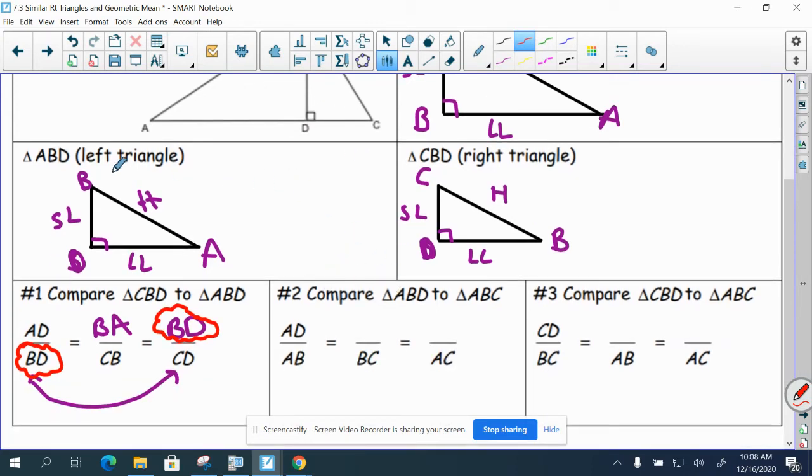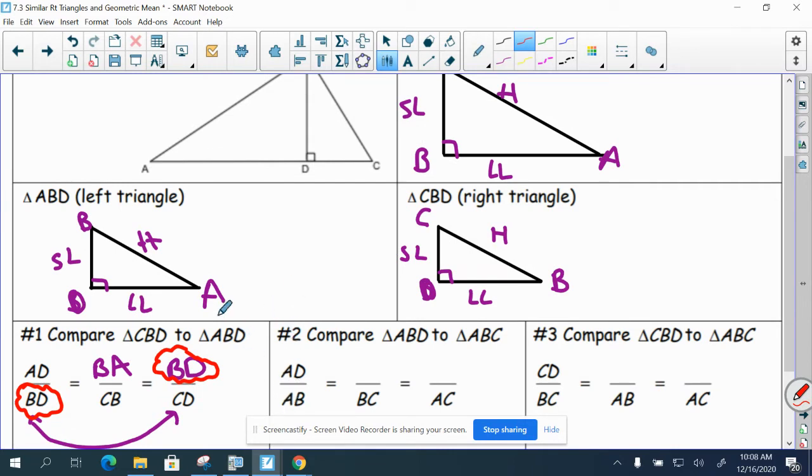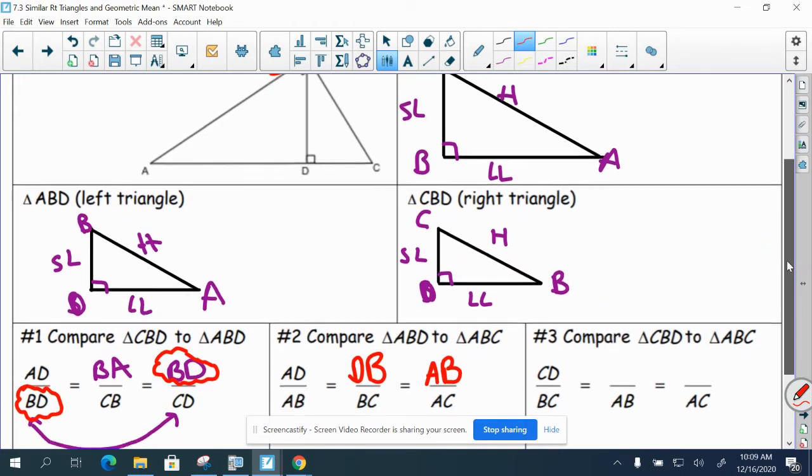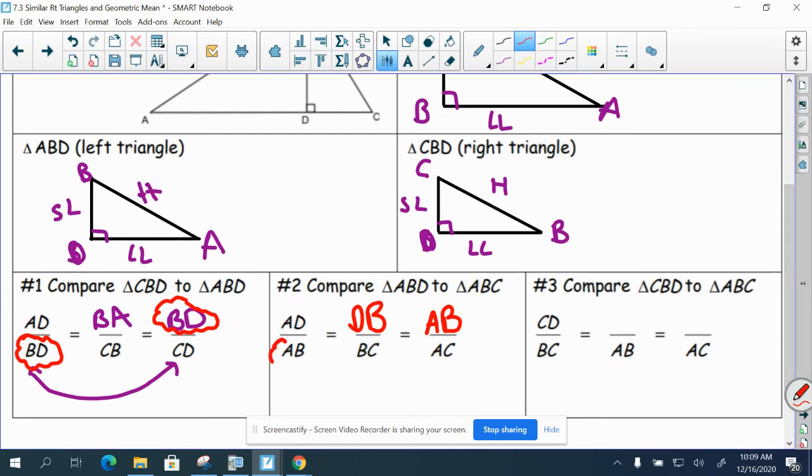Okay, let's compare the left triangle to the large triangle. So AD to AB. AD is the long leg, AB is your long leg. BC is your short leg, so we'll name the short leg over here, which will be DB. And then AC is the hypotenuse, so we'll name the hypotenuse over here, which is AB. All right, so let's look at these ratios, and notice that the side that repeats itself is opposite again. One is in the denominator over here, the other is in the numerator over here. Well, spoiler alert, that's called a geometric mean when it's on opposite parts of the proportion.